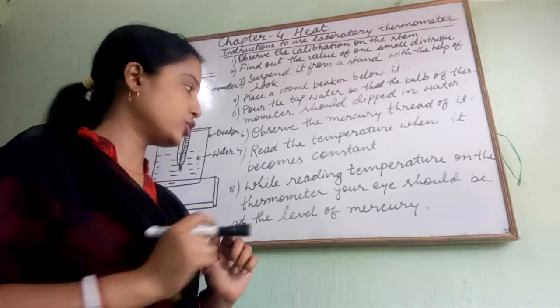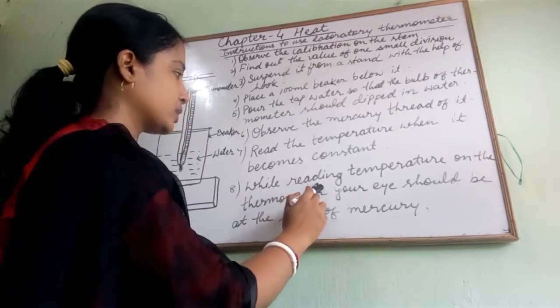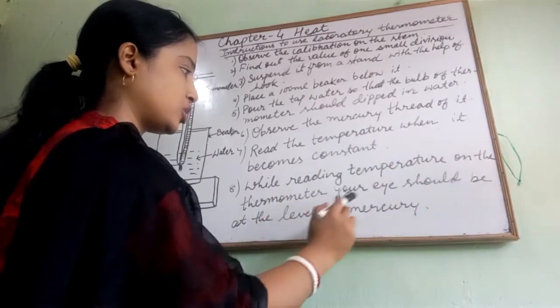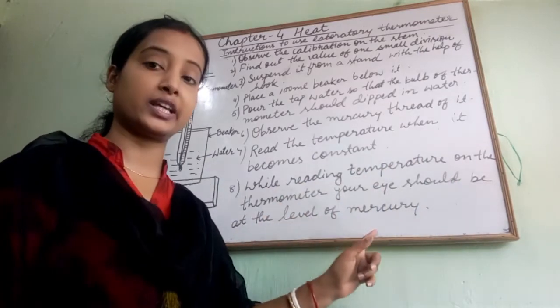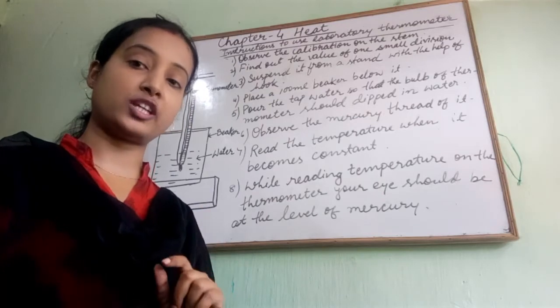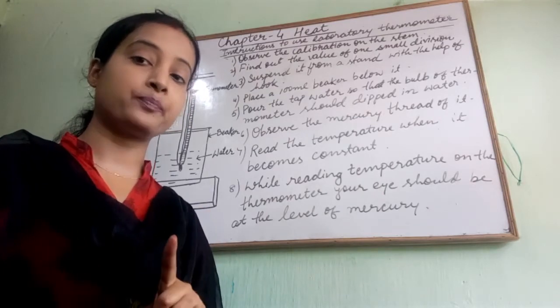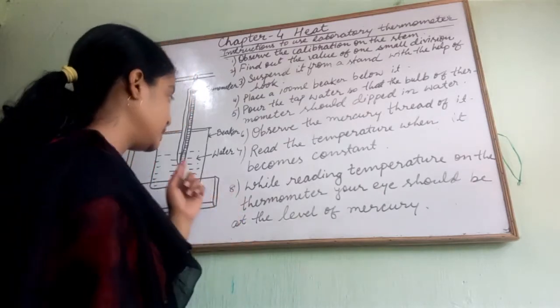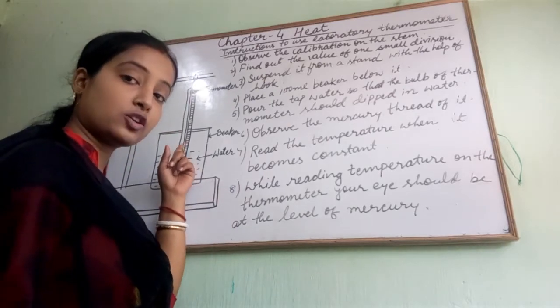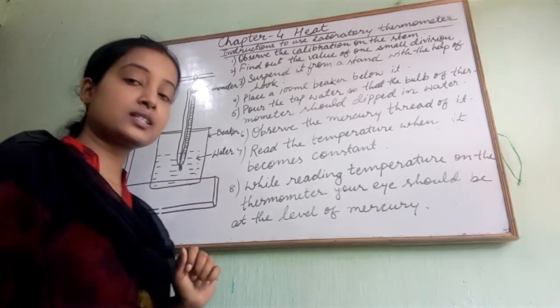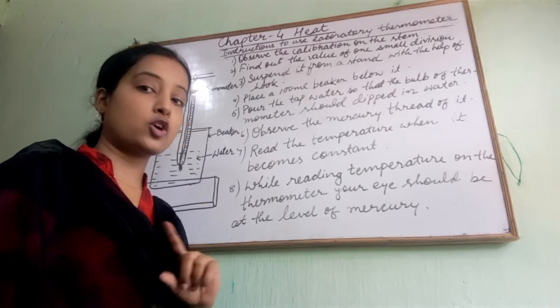While reading the temperature on the thermometer, your eye should be at the level of the mercury, and read the temperature carefully. Whenever you are taking the reading of mercury, your eye should be on the mercury level, otherwise the reading will not be correct.